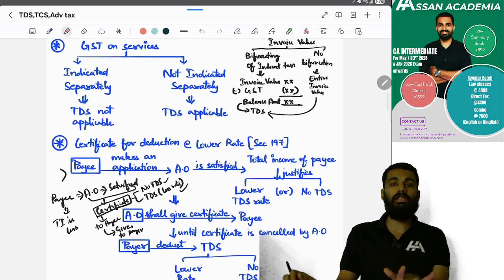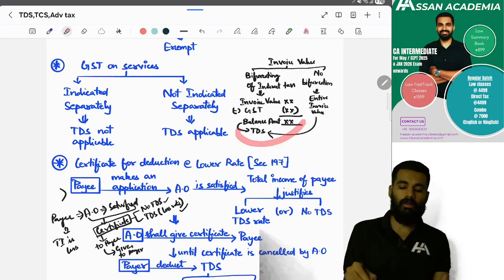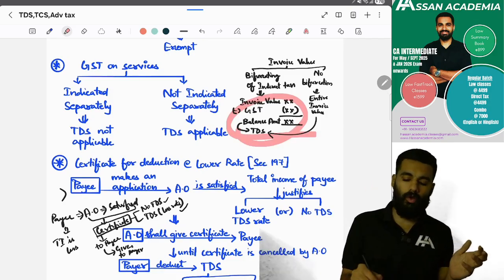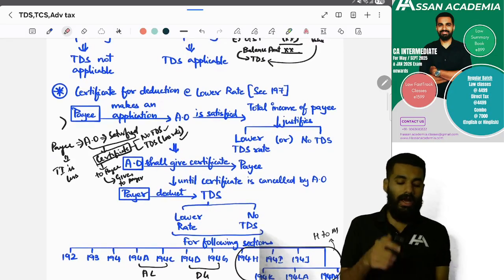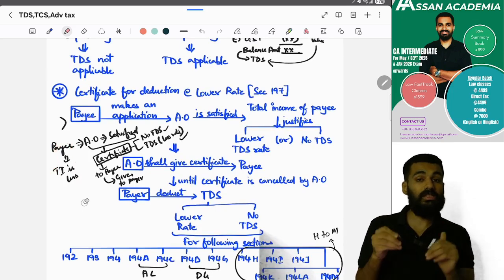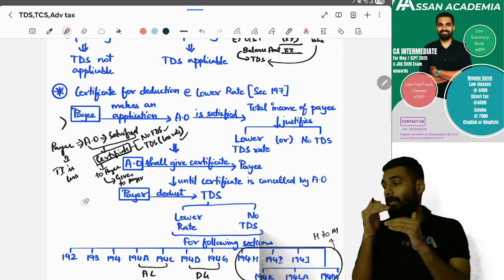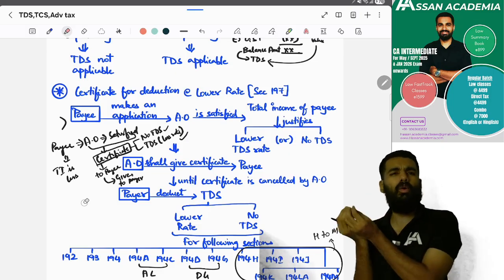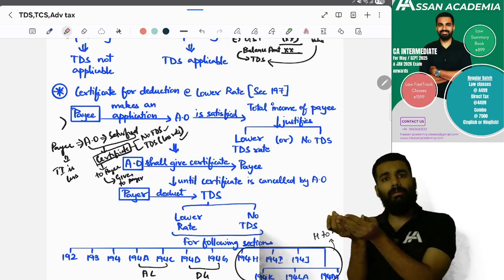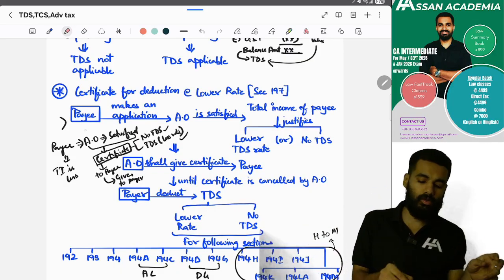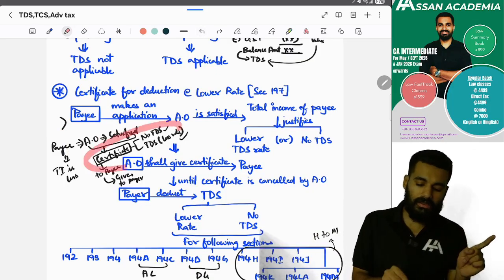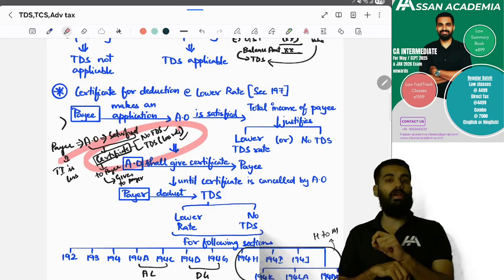Yes, and if on services there is GST, reduce that from the invoice value and deduct TDS on the balance amount. And if the payee is saying that my total income is less, please don't deduct TDS, already I'm getting a very small amount, in that situation the payee has to make an application to the assessing officer, and if the assessing officer is satisfied, the assessing officer will give a certificate to the payee.